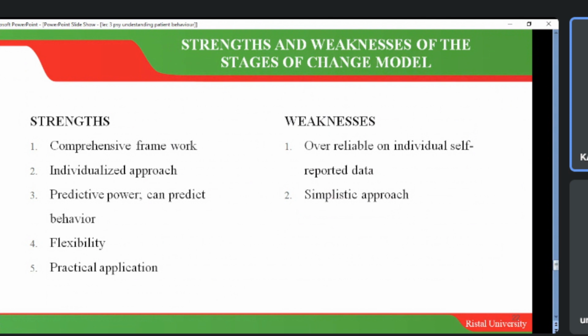Then it also has a simplistic approach. It simplifies behavior, takes behavior as something very simple, yet actually behavior is very complex.